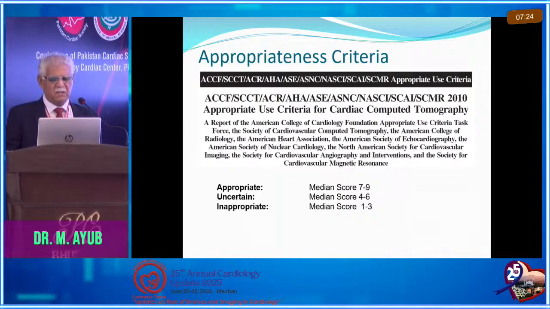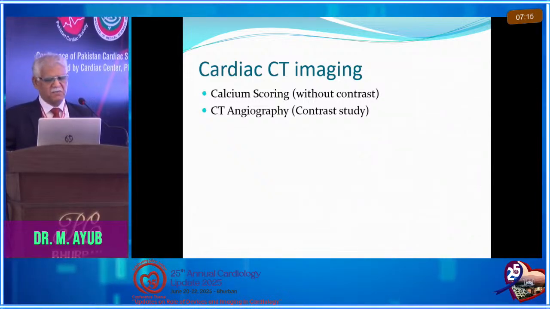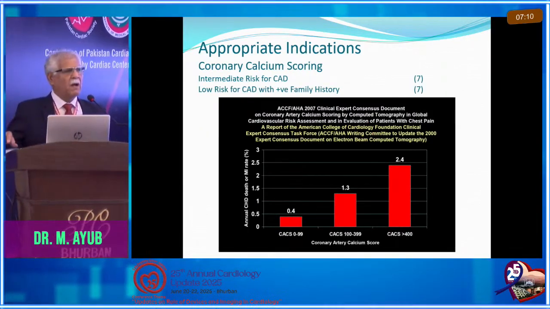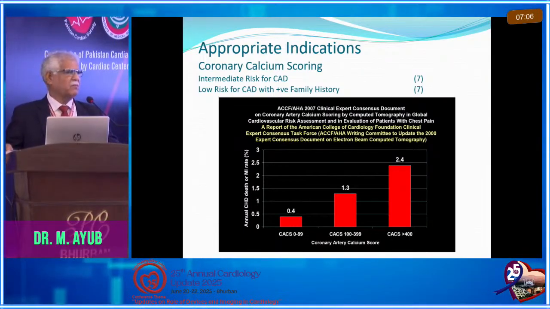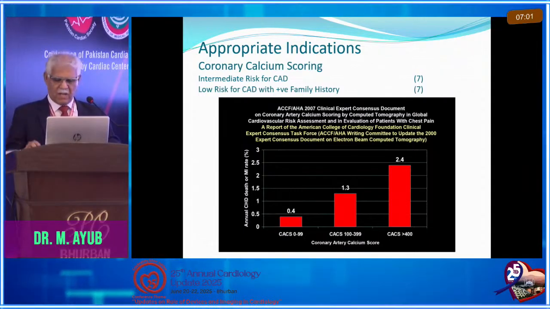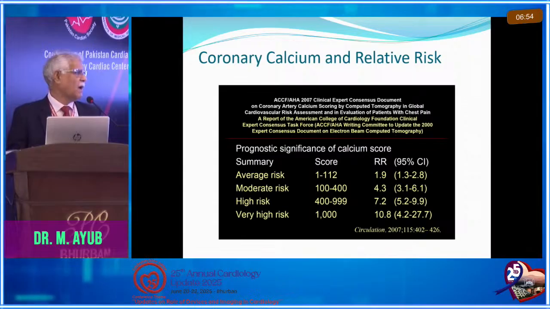So considering these criteria, various indications have been defined. Cardiac CT is of two types. One is the non-contrast calcium score. The other is the CT coronary angiography. Calcium score, we have already talked about. It has great prognostic value in asymptomatic people, not in symptomatic people. The different values are associated with various levels of risk, and they can be used as a guidance to statin therapy.